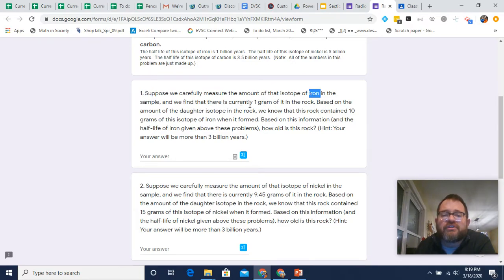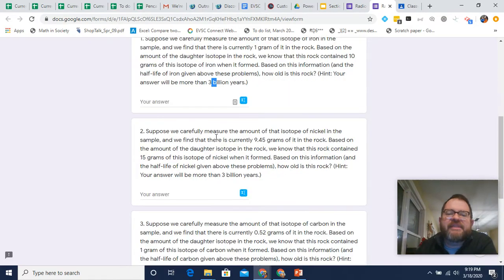Here it is, iron. There's currently 1 gram of it in the rock, and based on the amount of the daughter isotope in the rock, we know that it originally contained 10 grams of this isotope of iron. So you're going to go back to that equation. You're going to plug in that it currently has 1 gram. It originally had 10 grams. Its half-life is 1 billion years, and you'll go beep, boop, beep on your calculator, and you'll get an answer, and you're going to put that answer in here. And I'll tell you in advance, just as a clue, it is more than 3 billion years. It's like 3.4 billion years or something.